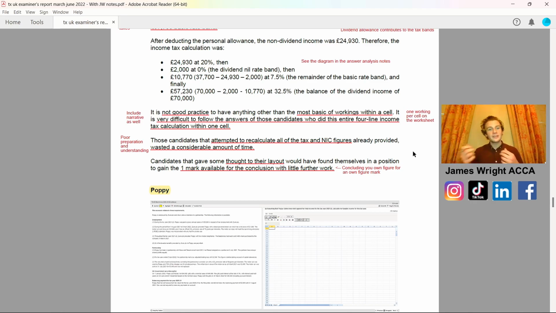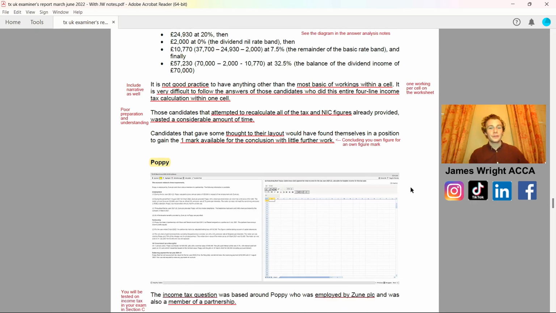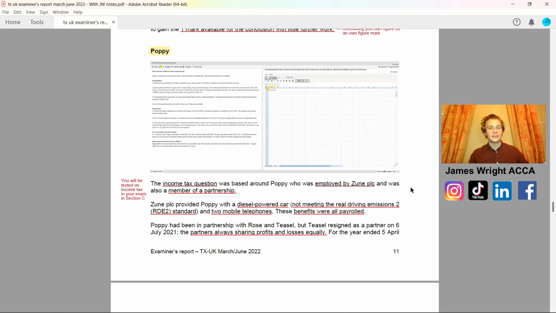So not understanding the actual requirement, poor layout, and simply missing out on actual easy marks, like concluding. 1 mark was there for actually saying what your answer led to. So plenty of good tips on there for you to implement in your examination.